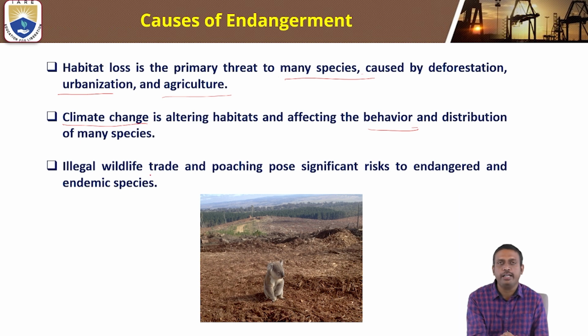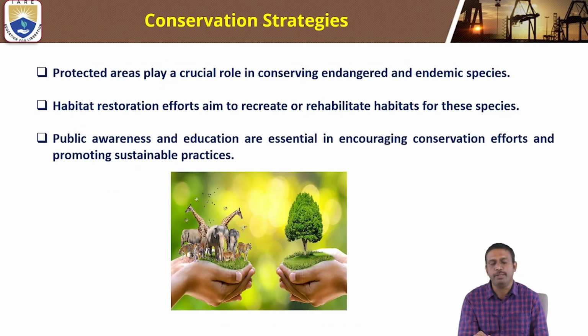Illegal wildlife trade and poaching pose significant risk to endangered and endemic species. These are the causes of endangerment: habitat loss, climate change, and illegal wildlife trade and poaching. Habitat loss is a primary threat to many species, caused by deforestation, urbanization, and agriculture. Climate change is altering habitats and affecting the behavior and distribution of many species. Illegal wildlife trade and poaching pose significant risk to endangered and endemic species.